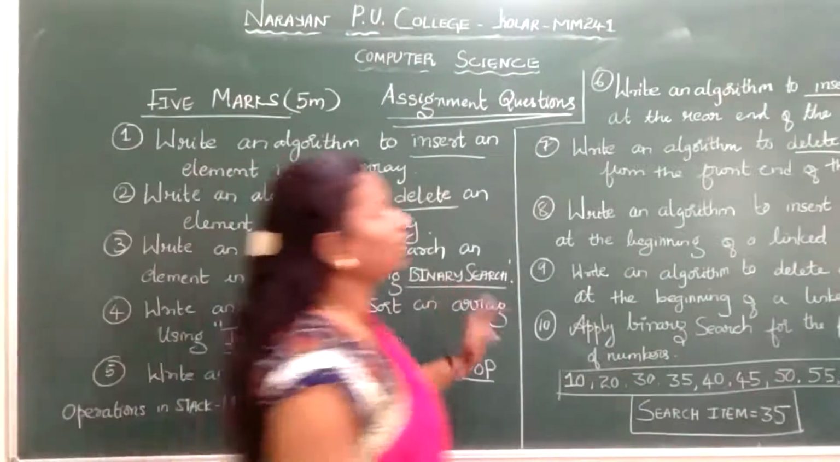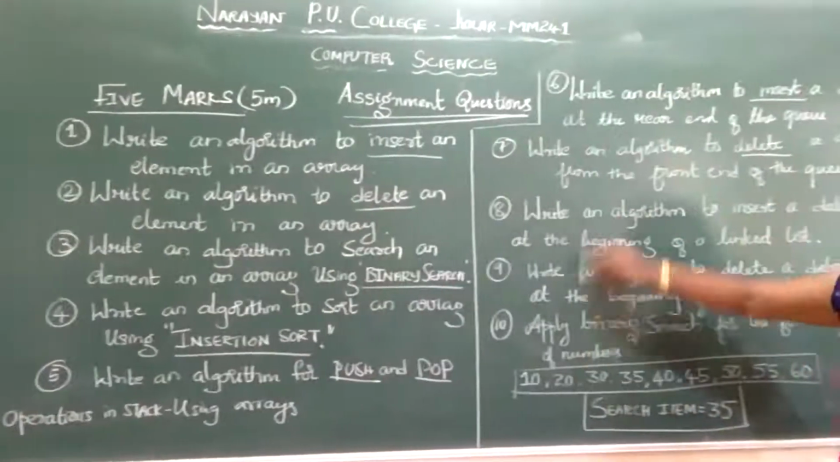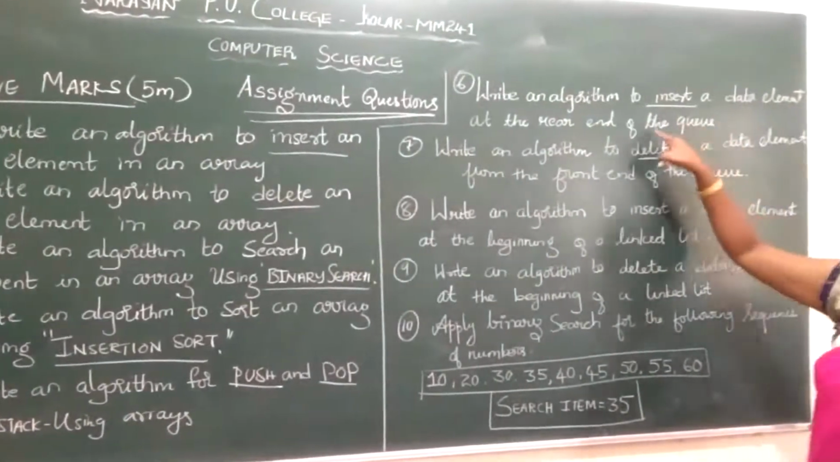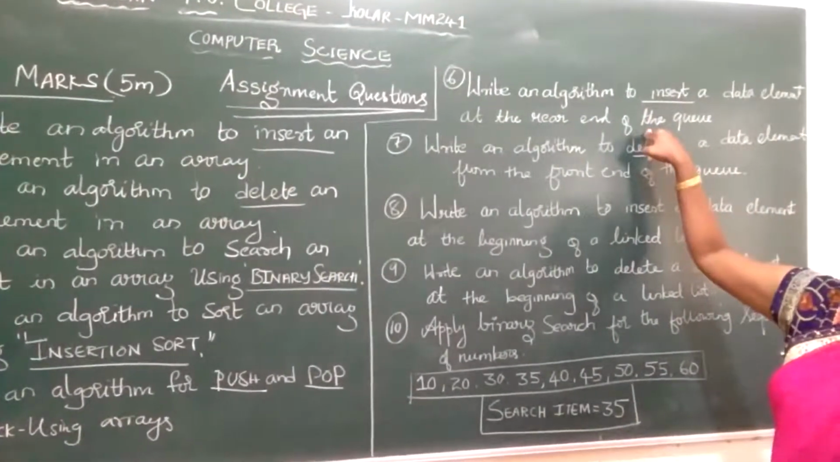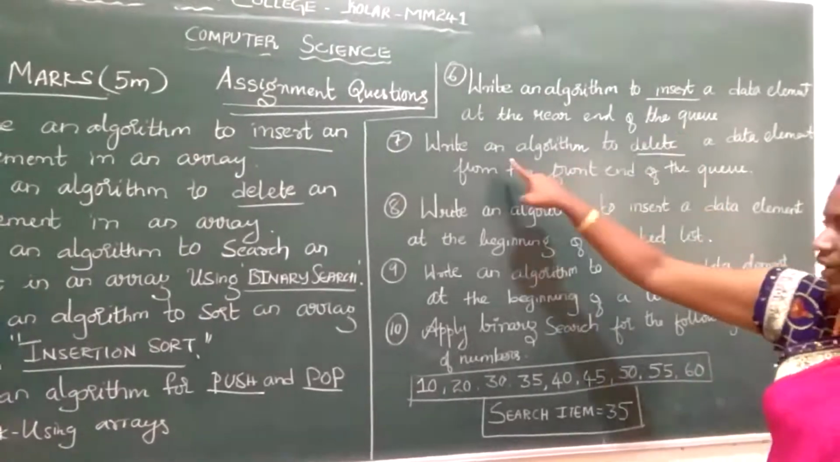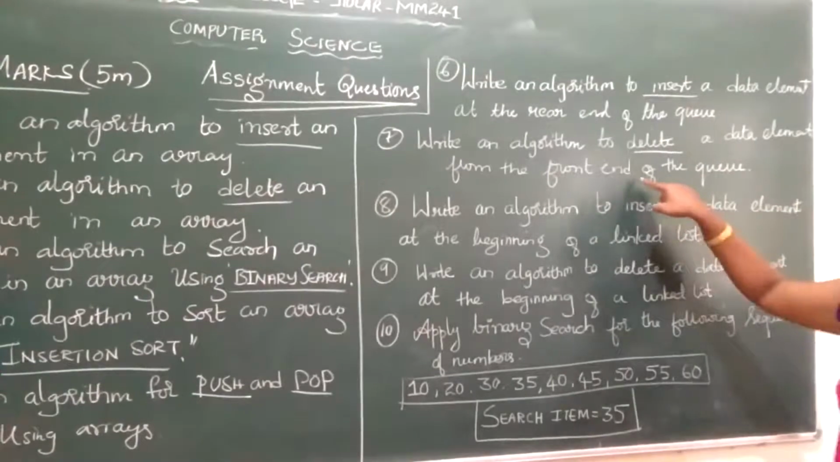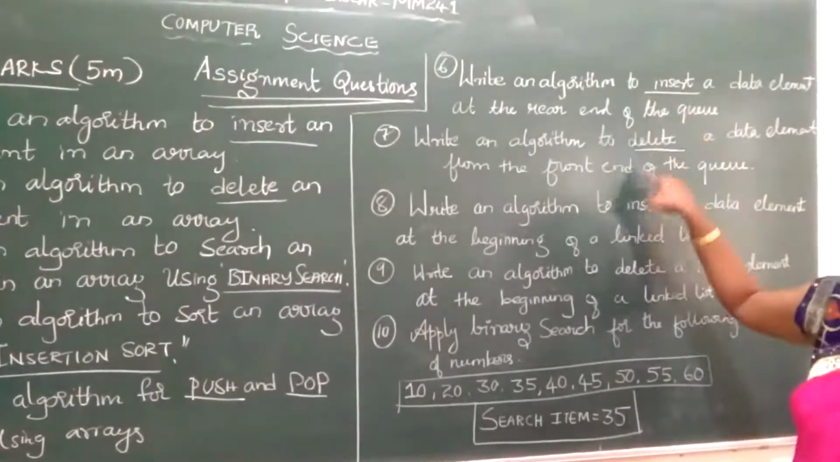So next I have written here 6 to 10. Question number 6, write an algorithm to insert a data item at the rear end. That means for Q, I have given you the insertion at the rear end, and again in the Q, write an algorithm to delete a data element from the front end. This is for NQ and DQ.